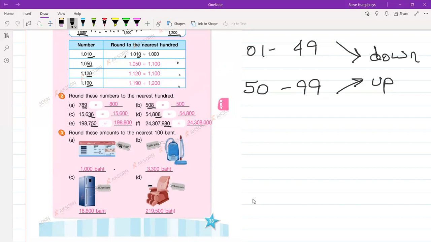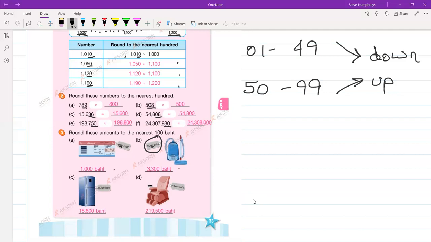B, the vacuum cleaner or Hoover. Look at the last 2 digits. Its price is 3,295 baht. Okay, so look at the last two digits. Decide what you're going to do, round up or round down. Write baht in your answer.